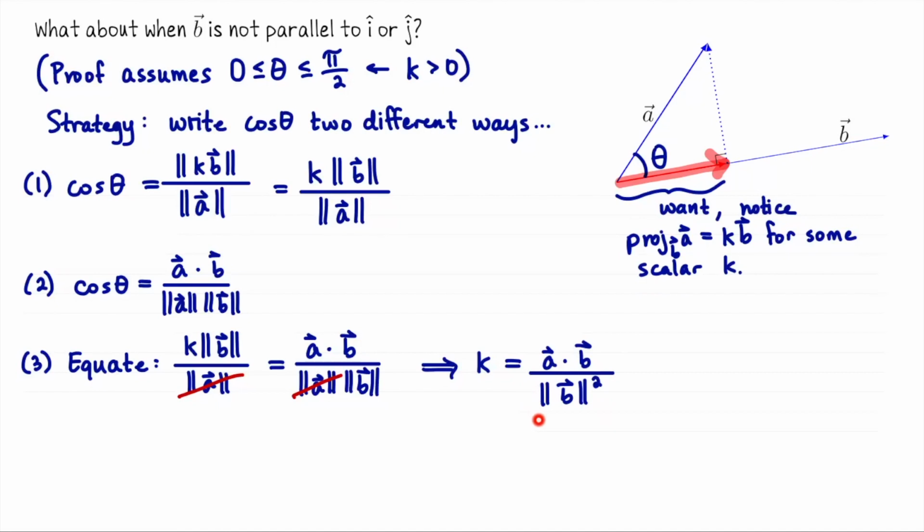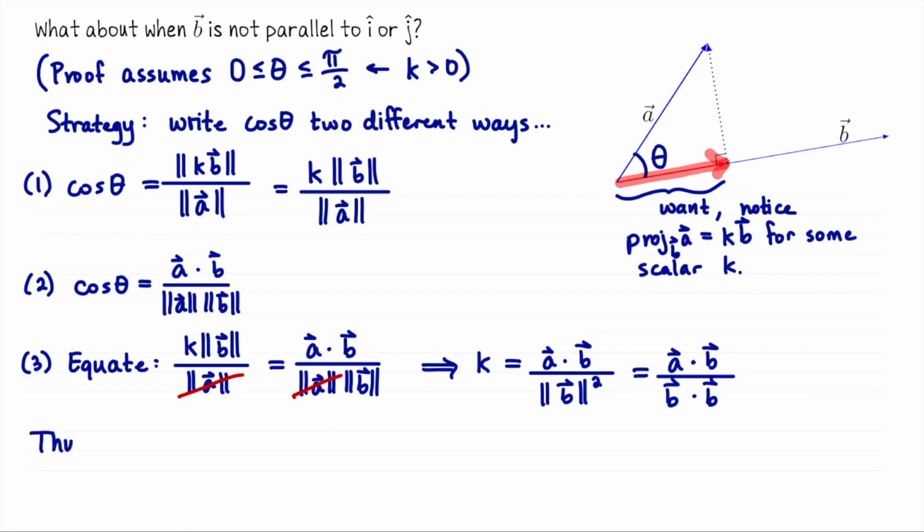Recall that the square of the magnitude of a vector can be rewritten as that vector dotted with itself. So while this is a perfectly fine expression, you could also write a dot b all over b dot b. And that's really up to you which one you prefer. So they're both totally fine. Okay, so now the projection that we're looking for is k times b, where we found k. Notice a dot b is a number, b dot b is a number, so k is indeed a scalar.